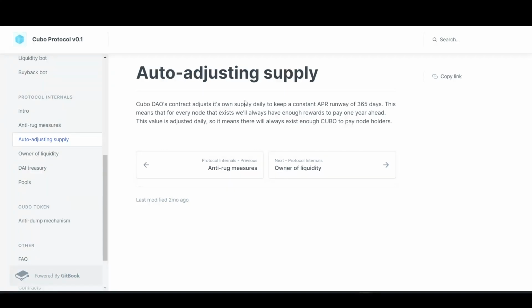The only thing is that's fine, but if the price crashes, I mean, they're going to pay you that constant CUBO rewards. But if the value of that CUBO crashes, it will be irrelevant.